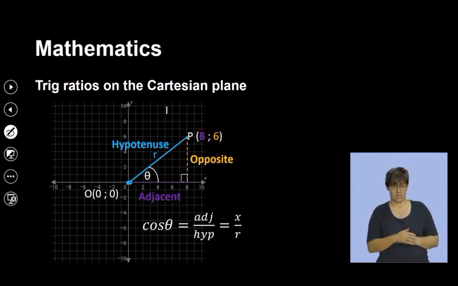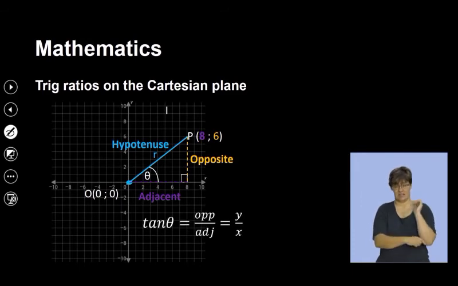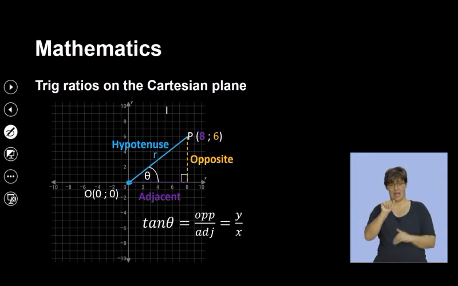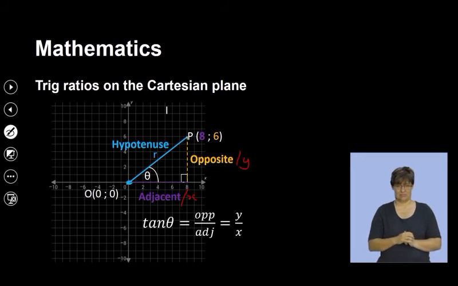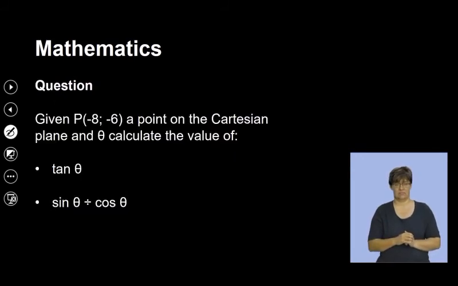And with this, if I want to find cos, it will be adjacent over hypotenuse, which is x over r. And then lastly, tan theta will be opposite over adjacent. Remember, my opposite is y and my adjacent is x, therefore that's y over x. Now, let's try and put this into perspective with a specific question.